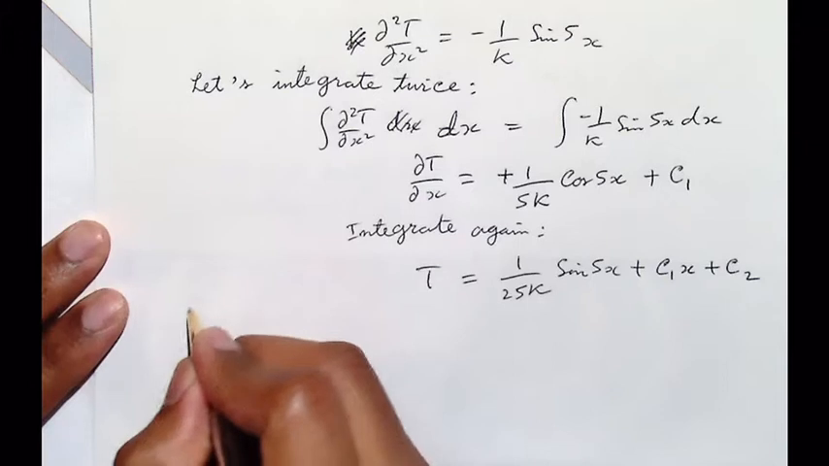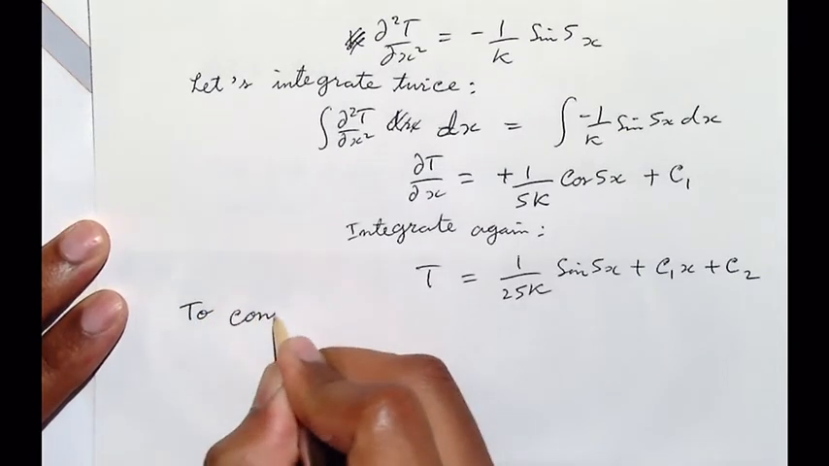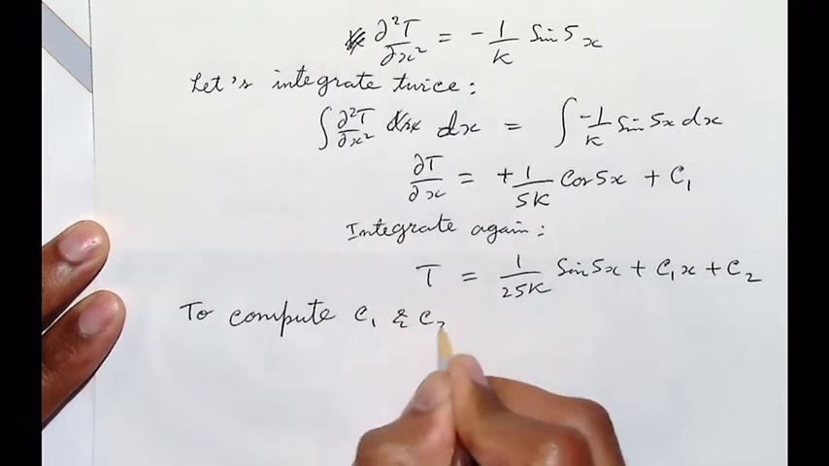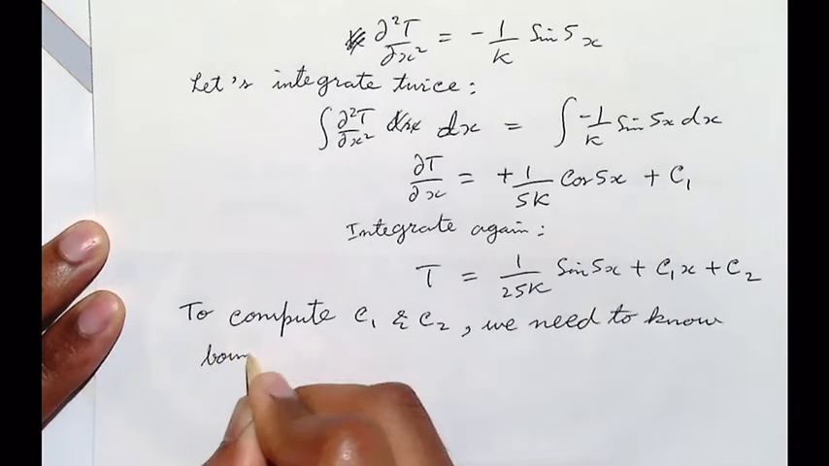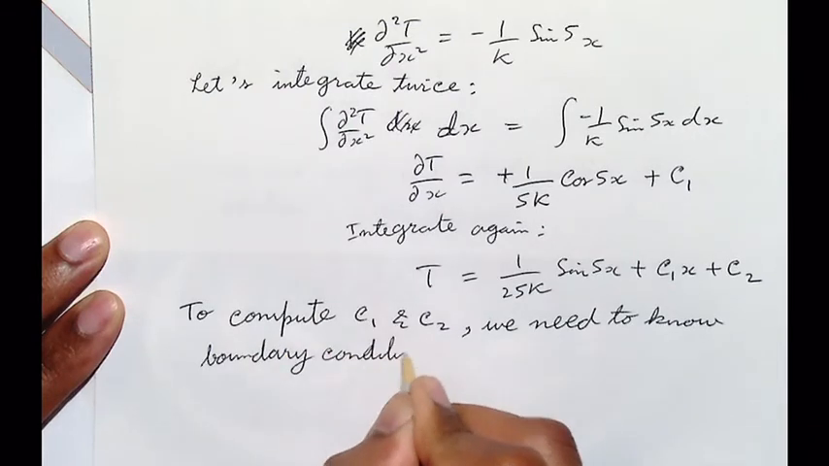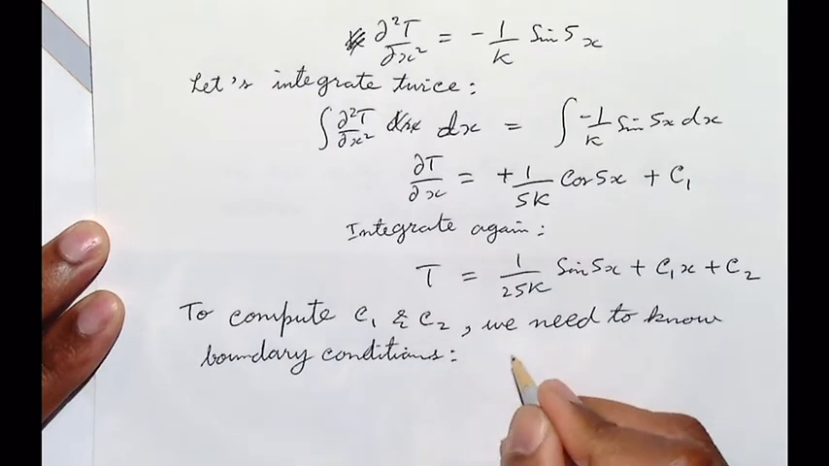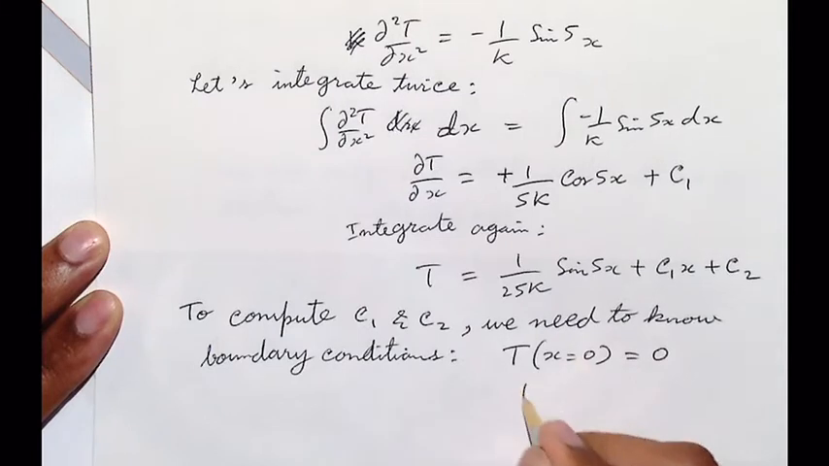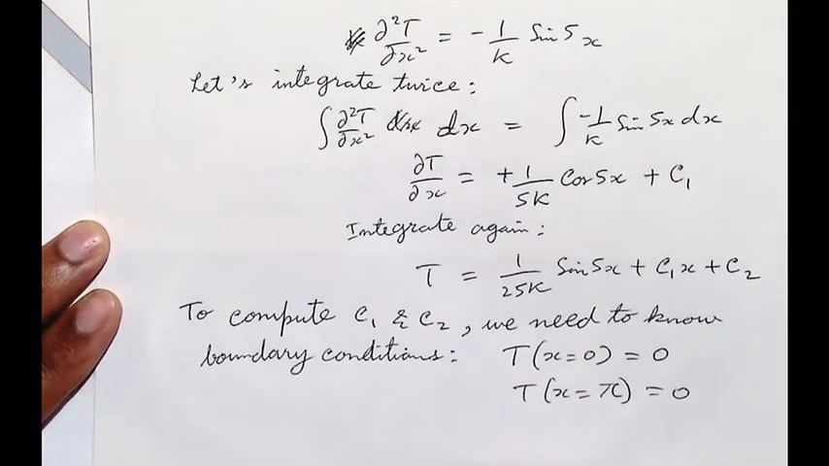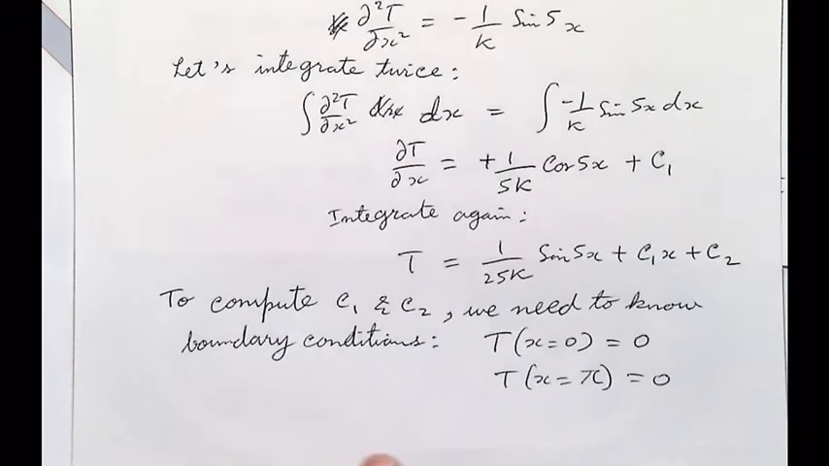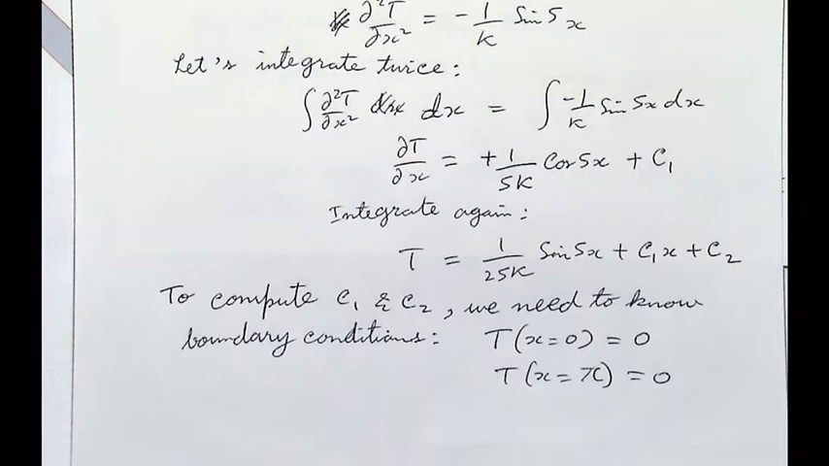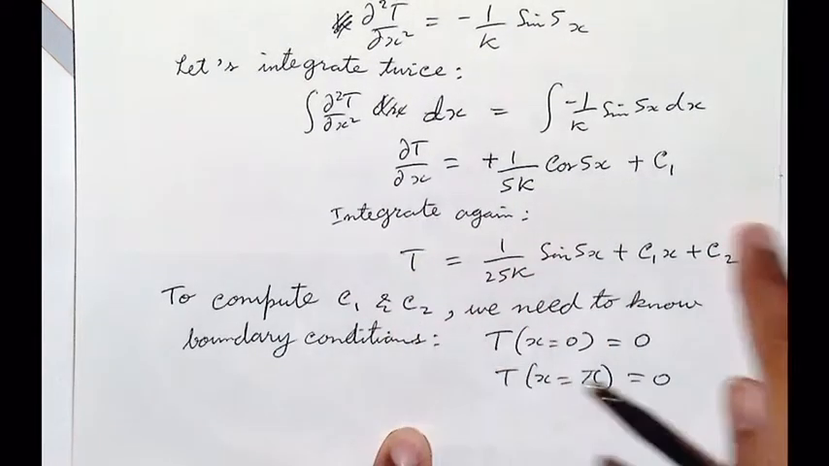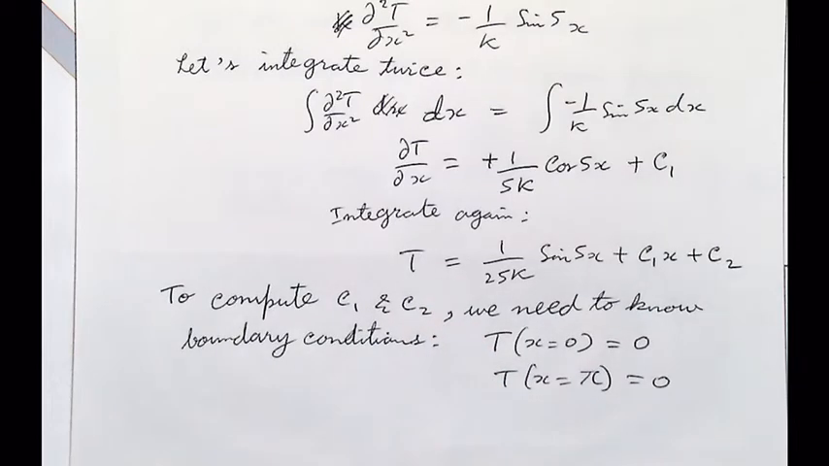Okay, so to compute C1 and C2, we need to know boundary conditions. We might be given that t at x equals 0 is 0, t at x equals pi is 0. One more thing, I cannot tell you arbitrarily that t at x equals pi is 500, okay? This has to satisfy the full thing, right? So if somebody gives you boundary conditions arbitrarily, it might not be possible to get a solution.